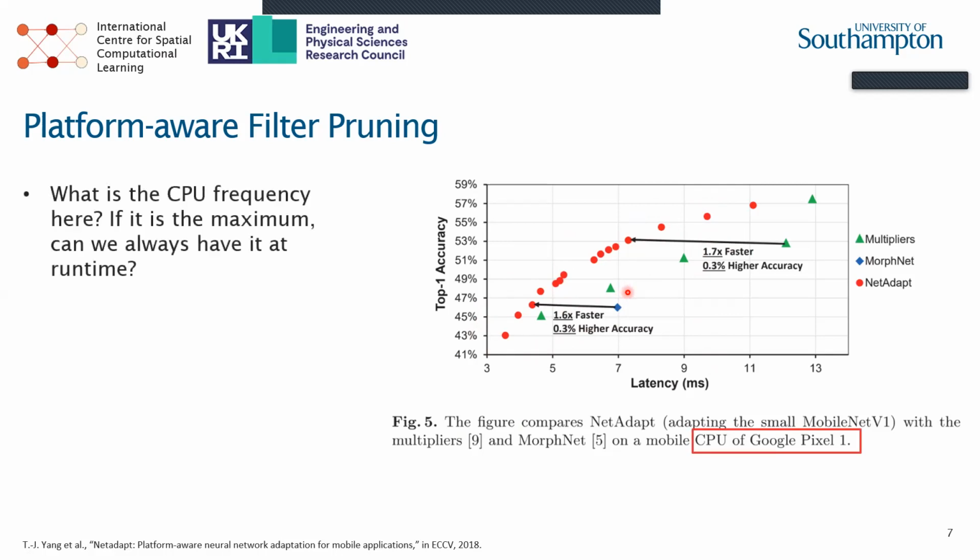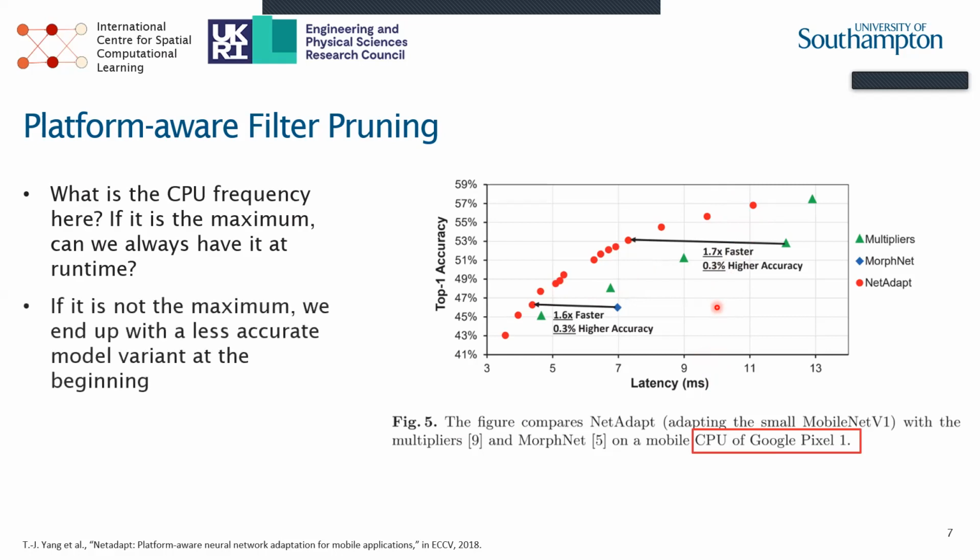So our question is, what is the frequency here, right? If we run at design time, we run the model at the maximum frequency, and we meet this 10 millisecond target. Can we always have the maximum frequency at runtime? The answer is normally no, because when the system runs for a while, we will hit a thermal limit and the frequency will drop, right?